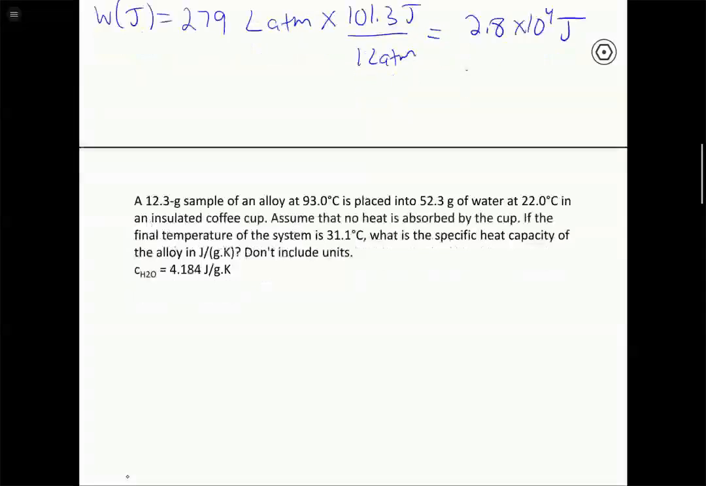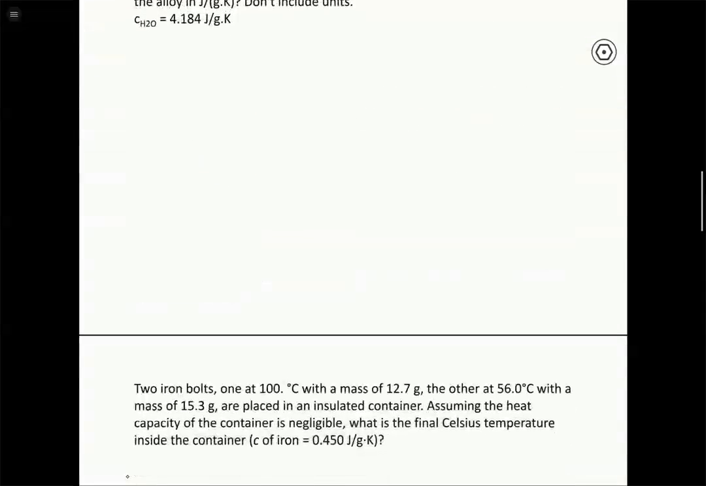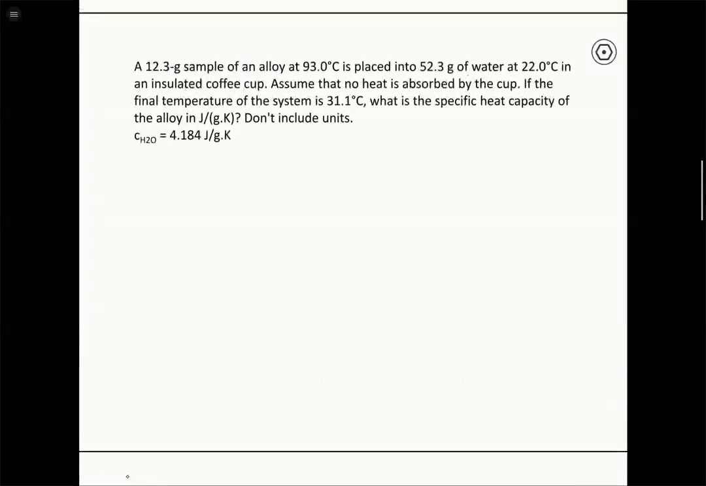Alright, and then finally we have a couple of problems that deal with heat, and specifically these deal with heat transfer between two systems, or between a system and its surroundings, however you want to think about it. So one of them is going to be determining unknown specific heats. So the idea here is that we're taking a 12.3 gram sample of an alloy that's heated up to 93 degrees Celsius, and we're placing it into 52.3 grams of water at 22 Celsius.